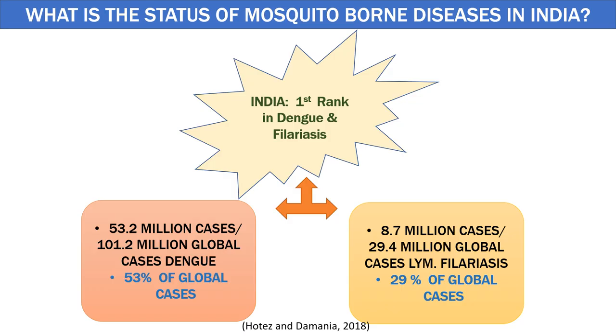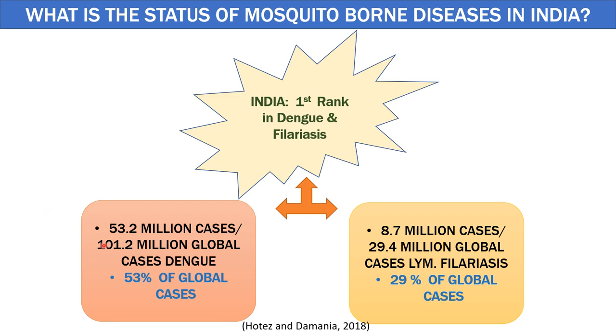The previous slide shows the global scenario of mosquito-borne diseases. Now, the question is, what is the status of mosquito-borne diseases in India? Unfortunately, India holds first rank in dengue and filariasis. 53% of global dengue cases and 29% of global lymphatic filariasis cases have been reported from India.